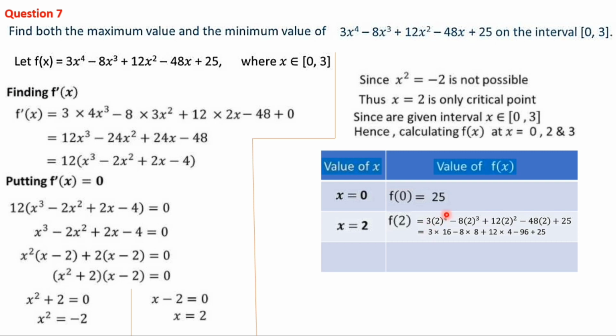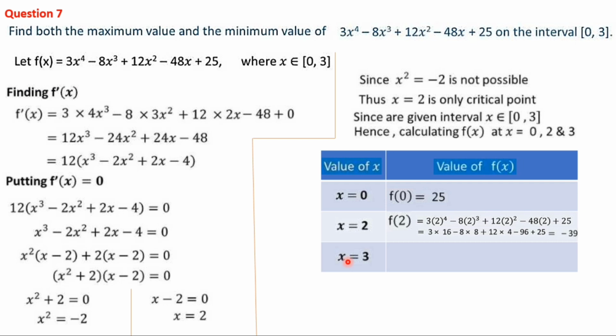3 into 2 power 4 is 16, minus 8 into 2 cube, 2 cube is 8, plus 12 into 2 square, which is 4, minus 48 into 2 is 96, plus 25. When you do the calculation, minus 39 is what you get. So do the calculation carefully and check whether you are getting this answer or not. Please do not copy.